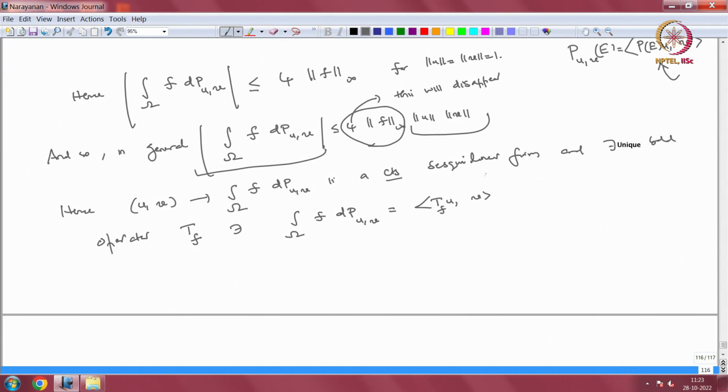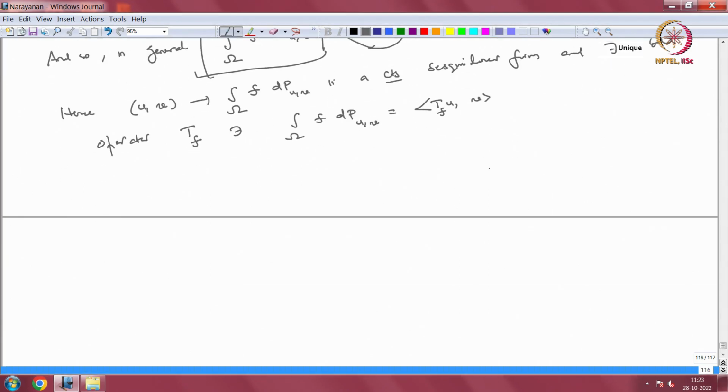Okay. Now, this T sub f is what we want to interpret as the integral of f against P. So, T f is the integral of f with respect to the projection valued measure P, not the usual measure, and so we will denote T f by the integral of f with respect to the measure P. Remember that this is an operator. So, the integral over omega of f dP is an operator.